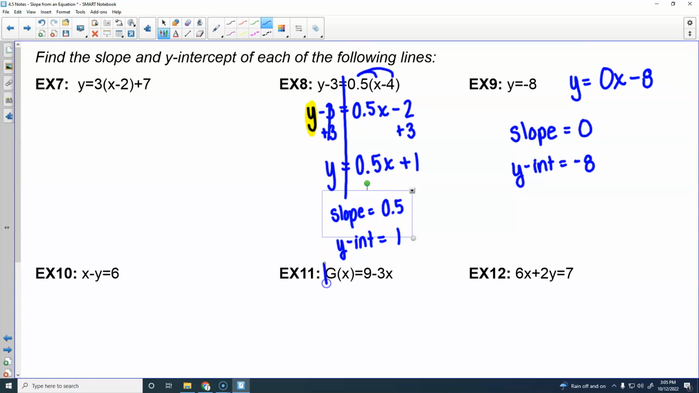Yep. g of x, they used a different letter here instead of f of x, but it's still just that function notation. So this is just like a y. So on number 11, Aiden, what would the slope be for that one? -3, the number next to our x. What about our y-intercept for that one, Aiden? It's 9.